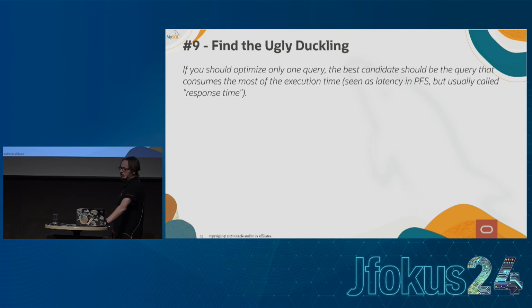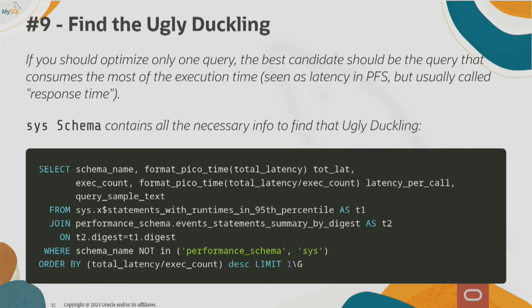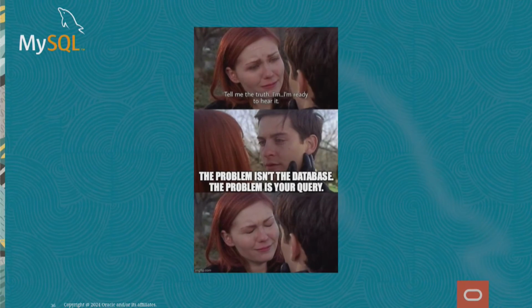Find the ugly duckling. If you need to improve only one query per month, this is the query you need to run to find the information about which one it should be. So this is the query. You can find it on my blog. You will find it on the slide. It gives you the query that consumed the most time, the latency, we call it. This one has 4 hours 29 for being executed only 5 times, so more than 51 minutes per query. So this is the query you should fix. So the problem is the query, right? It's not the database.